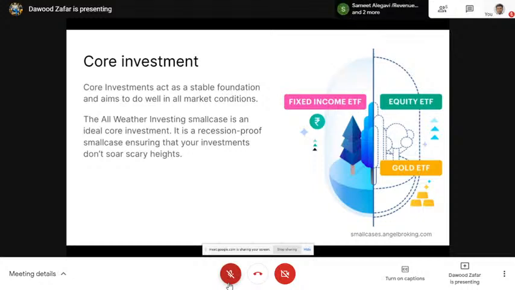यहाँ पे क्या होगा? There is one smallcase called All Weather Investing. This is actually an interesting smallcase, जहाँ पे you'll be investing in 3 different asset classes. मतलब, as everyone might have heard, if you invest in equity, let me just show the comparison. If equity goes up, gold comes down, and gold goes up, equity comes down. Everyone knows this, right? Along with this, we have fixed income as well. मतलब, you'll be investing in 3 different asset classes, which means तुम्हारा portfolio well balanced हो गया.